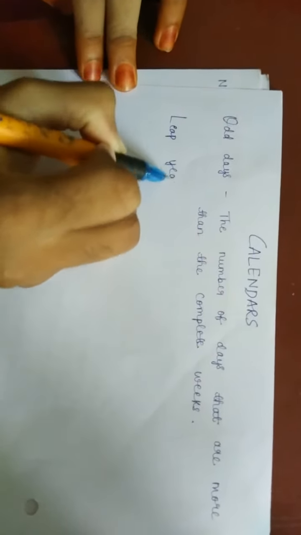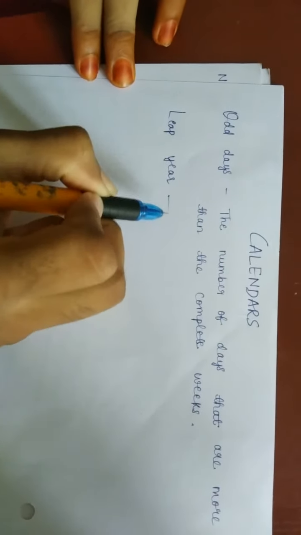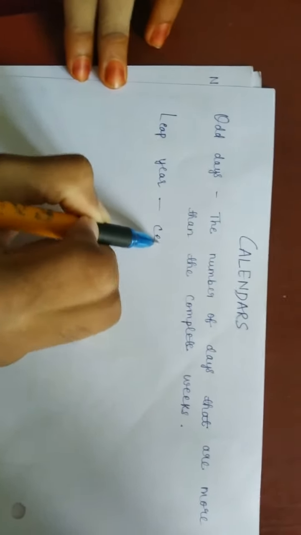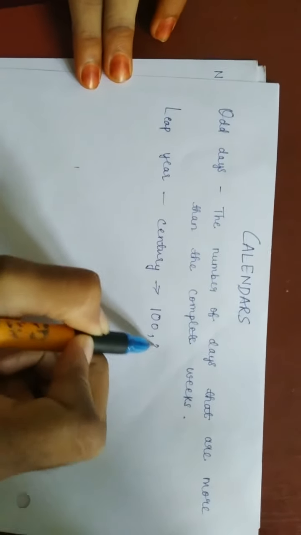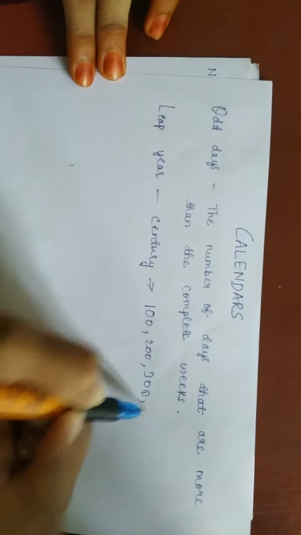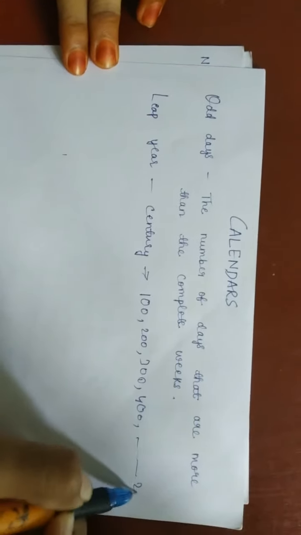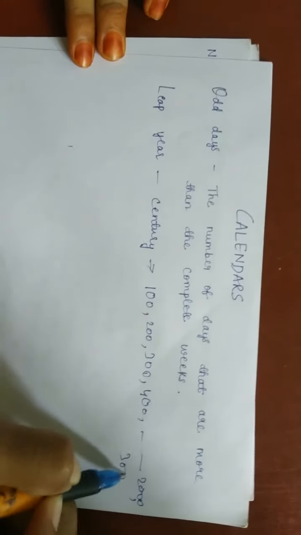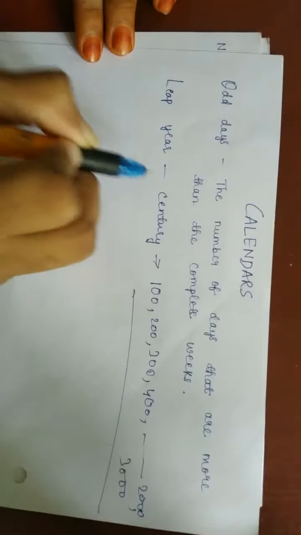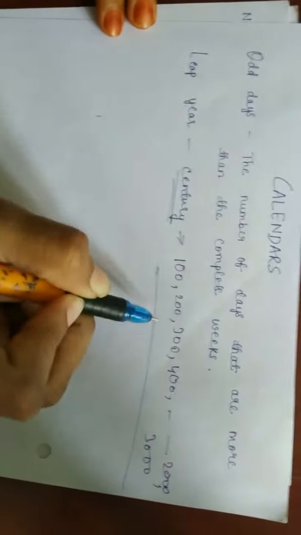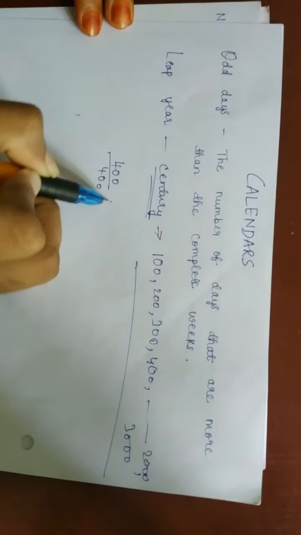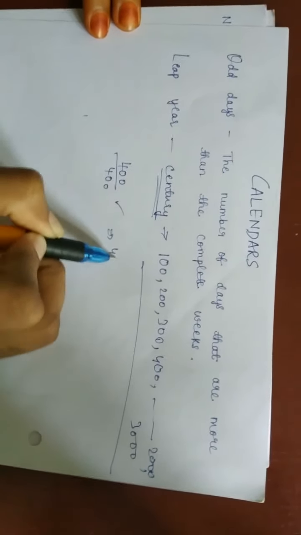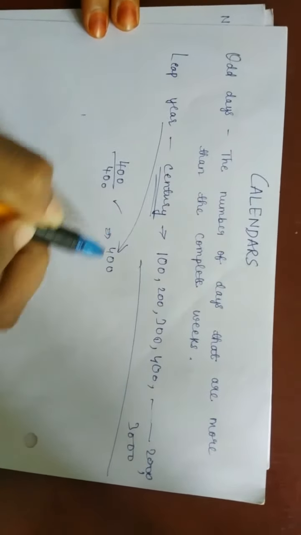As everyone of us knows, a leap year is a year... if it is a century, centuries are 100, 200, 300, 400, etc., like 2000, 3000, and so on. So these are the centuries. If a year is a century, then that century year must be divisible by 400. Then only it is a leap year. So 400 will be a leap year.